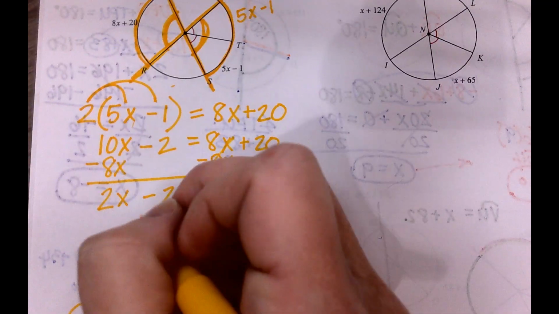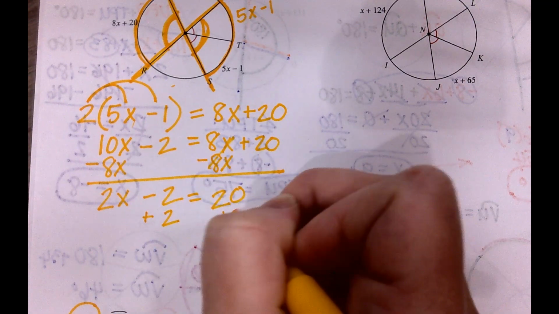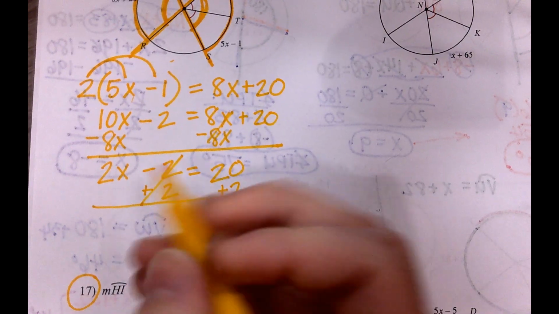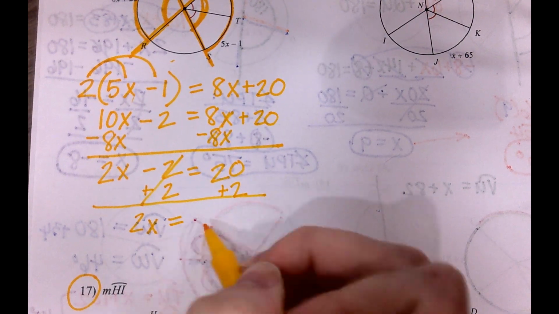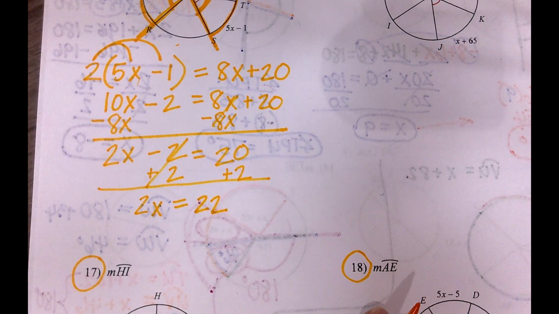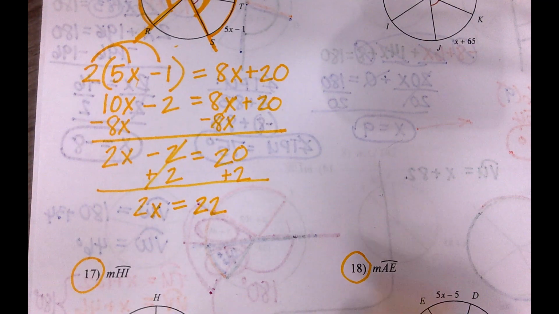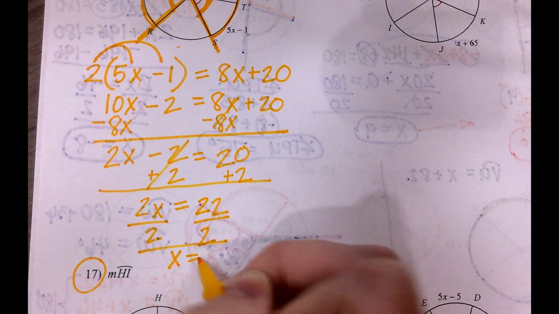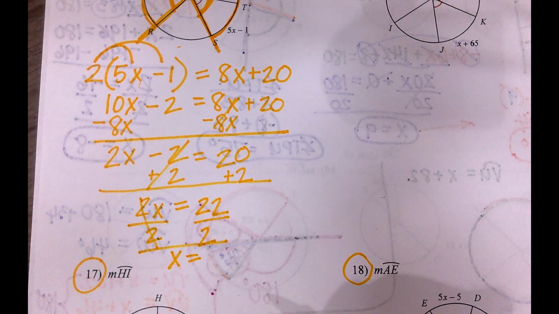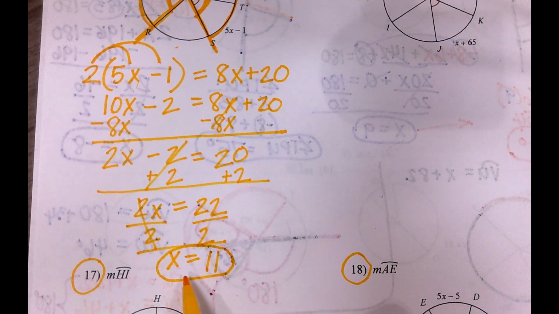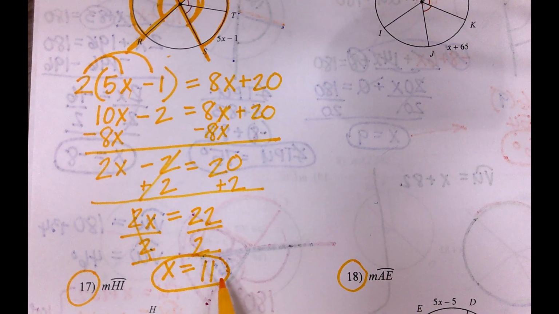Yes, you do. Good. We're going to add 2 to both sides. So we'll bring everything down. 2x equals 22. And what's my last step? Divide. Good. Divide by 2. And we get x equals 11. Wonderful. So I solved for x, but that's not what I need.